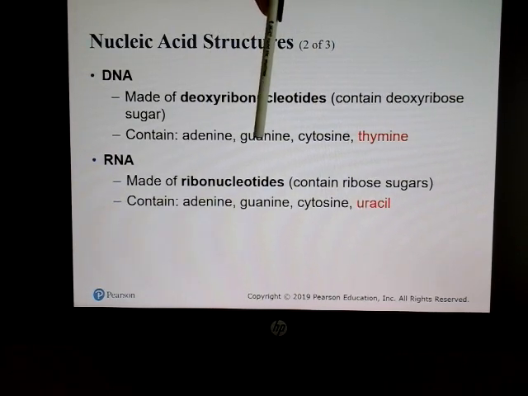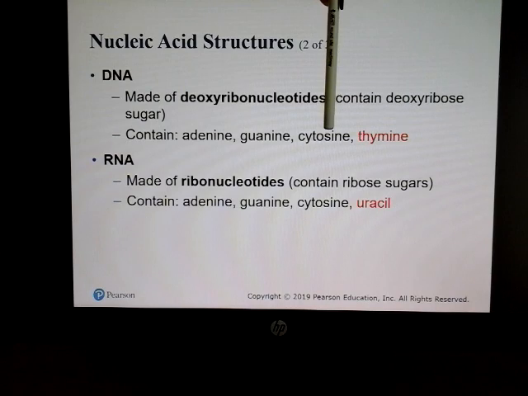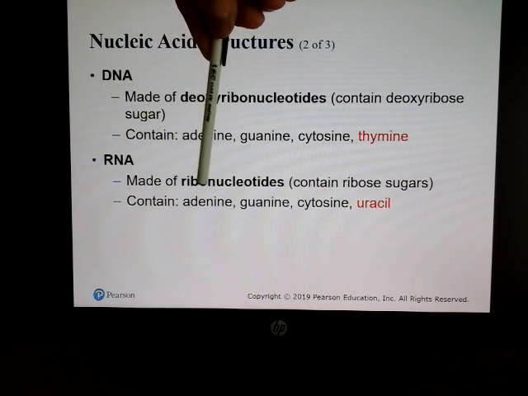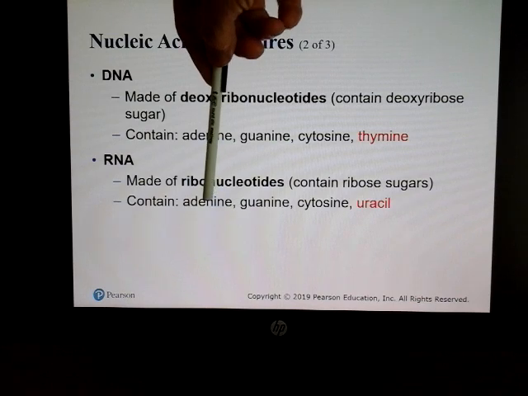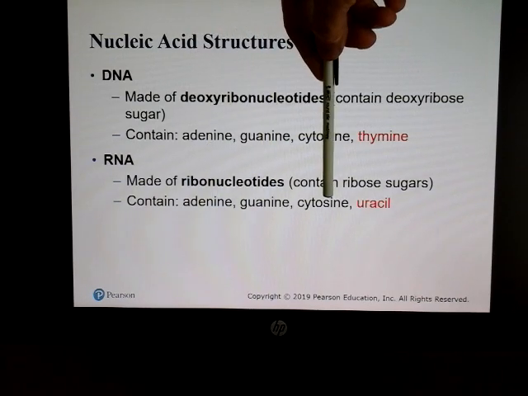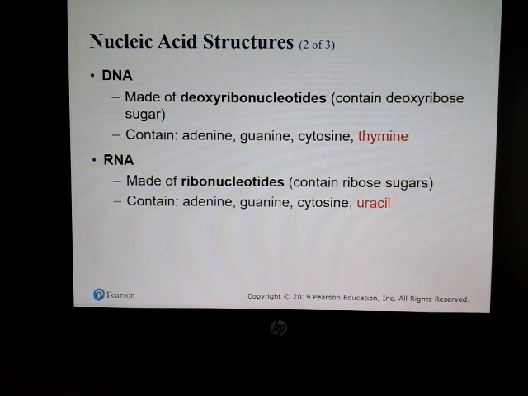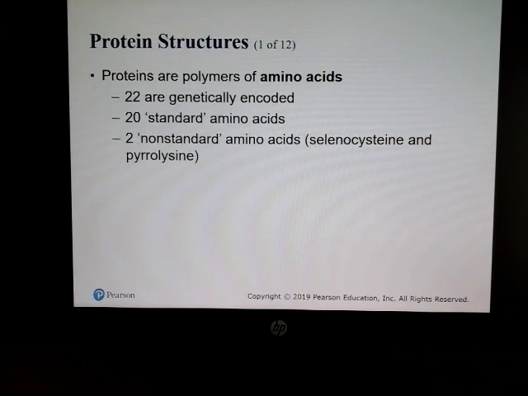Adenine, guanine, cytosine, and thymine. When we look at RNA, please know we still have adenine, guanine, and cytosine, but we have uracil instead of thymine. So if you ever come across a nucleic acid sequence, if you see uracil, you know that you're looking at RNA.